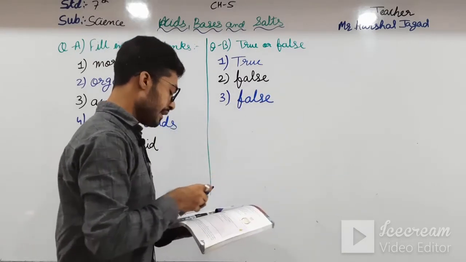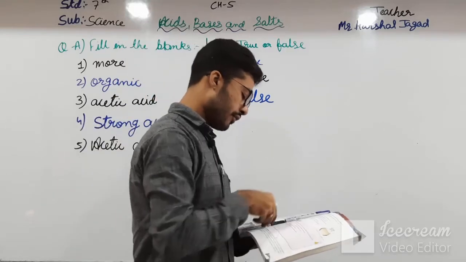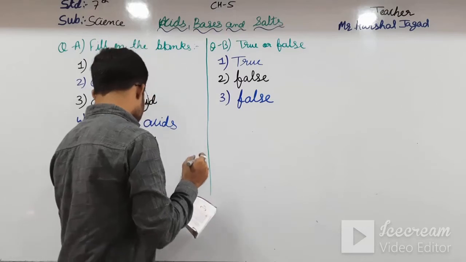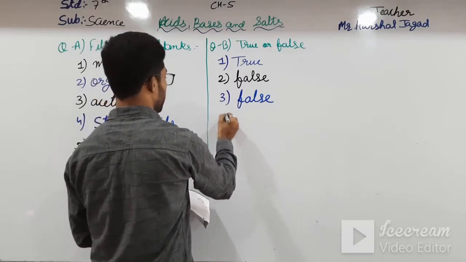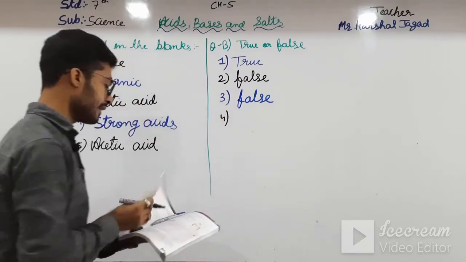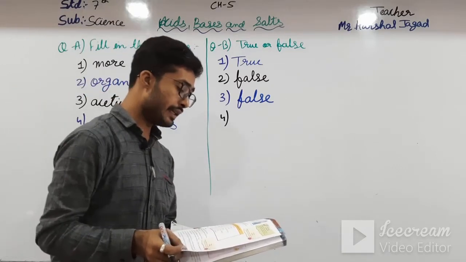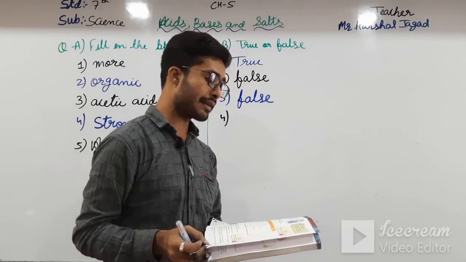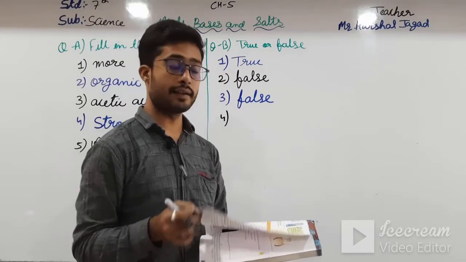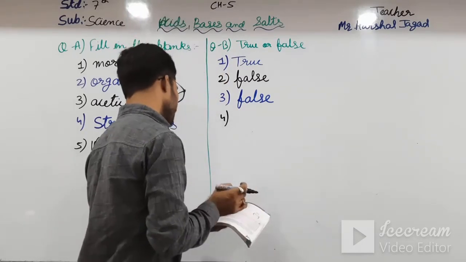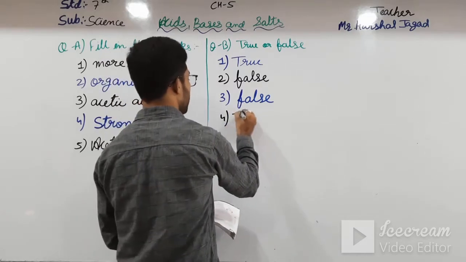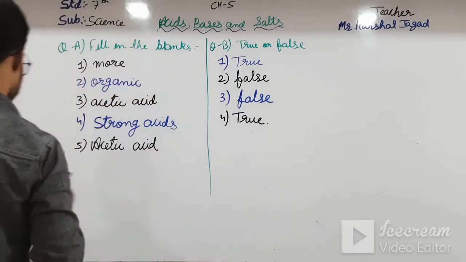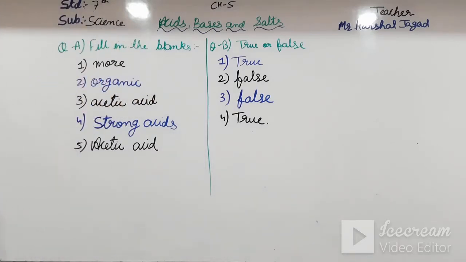Okay students, now moving towards the fourth one: hydrochloric acid is a mineral acid. See here, in mineral acids on page number 57 above, there is an example, hydrochloric acid, written. So, it is a mineral acid. So, this is true. Okay students, this is true. So please write down the answers of this.